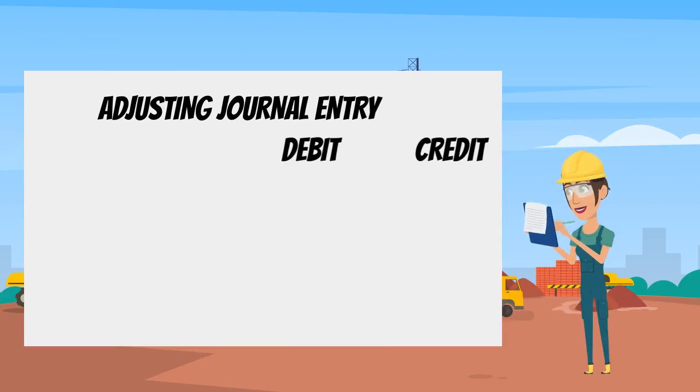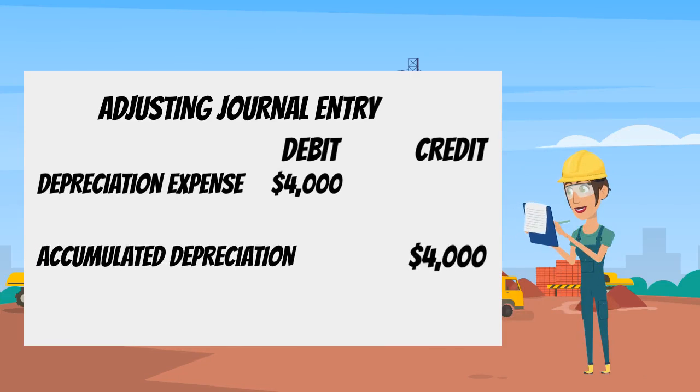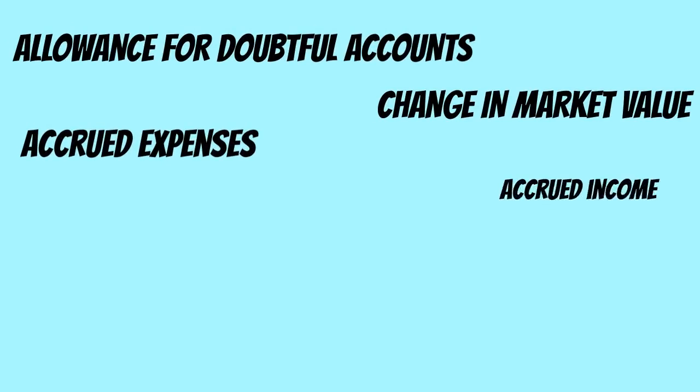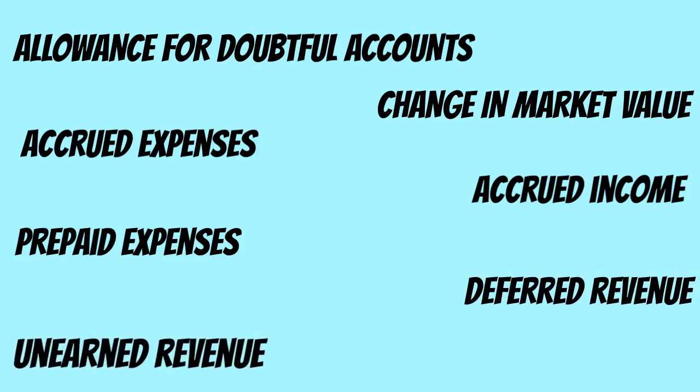The adjusting journal entry needed to correctly reflect our work vehicle is going to debit the depreciation expense and credit our accumulated depreciation. Many adjusting journal entries involve an income statement account and a balance sheet account. Here's an example of other adjusting journal entries that you may need: allowance for doubtful accounts, change in the market value, accrued expenses, accrued income, prepaid expenses, deferred income, and unearned income.